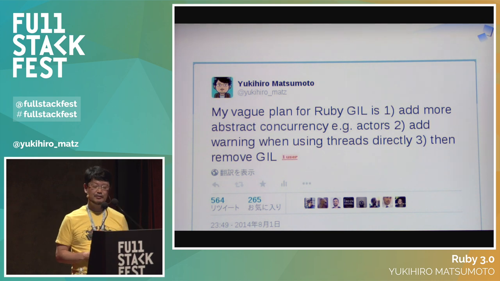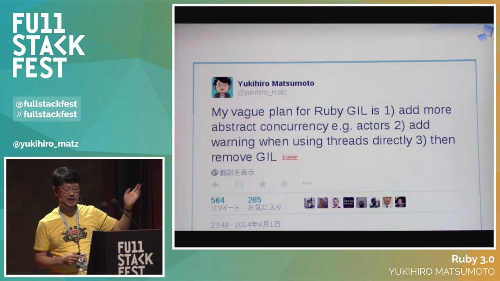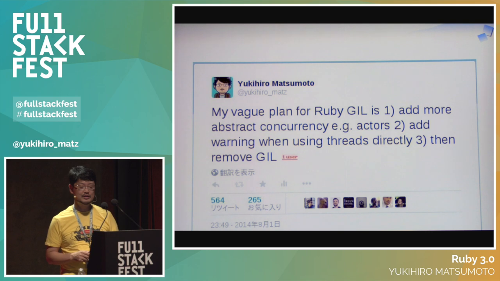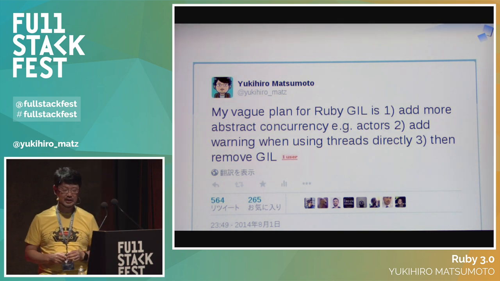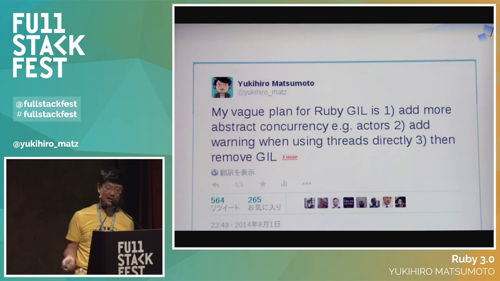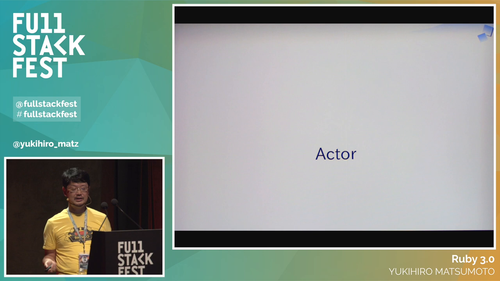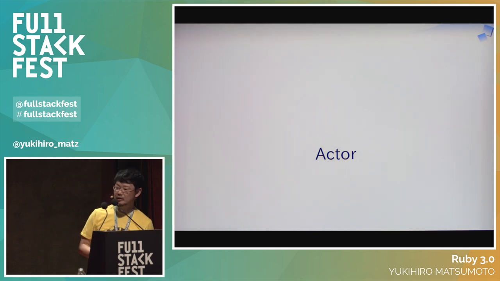So my big plan for Ruby 3.0 is, one, add more abstractions for concurrency, for example actors, and add a warning when using the thread directly, then remove the GIL. This is my plan for Ruby 3.0. And then, what is the better concurrency model? We have several ideas.